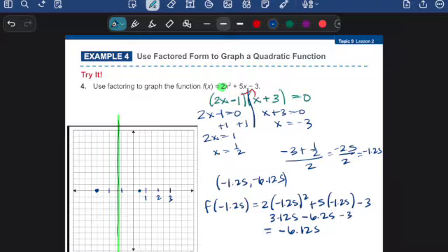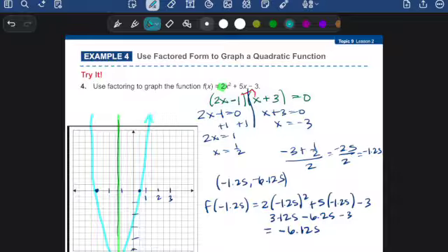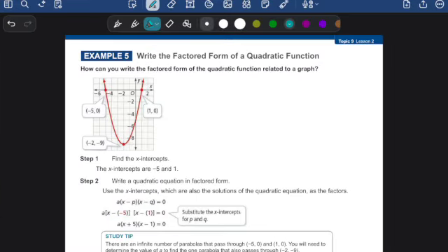Okay, so we're at negative 1.25, comma, negative 6.125. Sorry, 1, 2, 3, 4, 5. I'm not quite going to make it, so it's going to be somewhere down here. Our vertex, and we can connect our points with a nice curved shape and arrows on the end. It is going to be upward facing because our a value is positive.